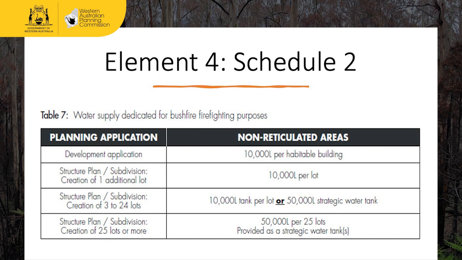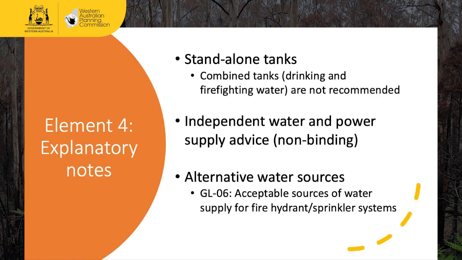For grouped dwellings, it is outlined that there could be one 10,000 litre tank per lot or that they could share one 50,000 litre water tank on common property. Extensive additions have been made to Element 4's explanatory notes, including advice on the use of standalone tanks, the need for independent water and power supply, and alternative water sources.